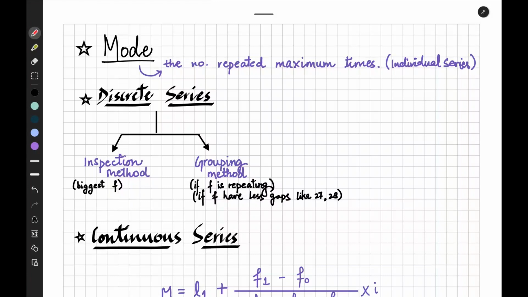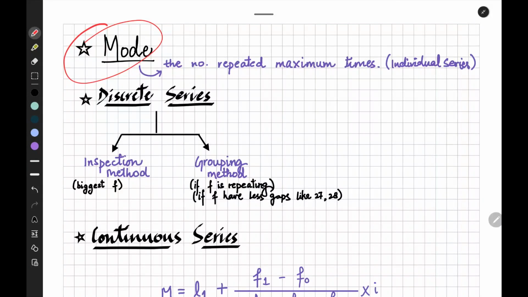In our last two videos, we revised some basic formulas of mean and median. Today, we are going to dive deeper into the third topic, which is mode. So, let's get started. So, what is mode?